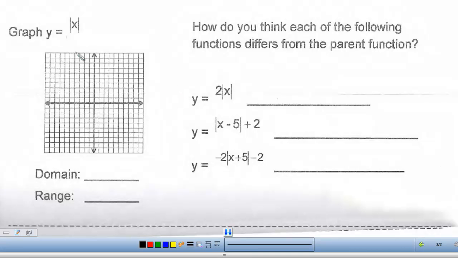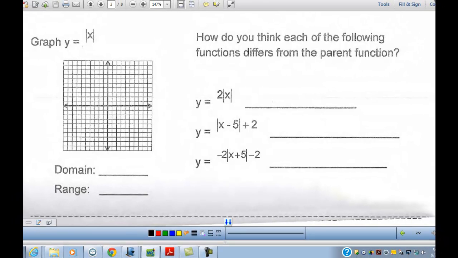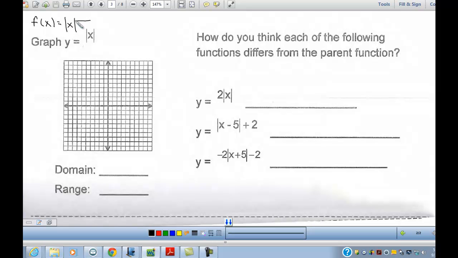The absolute value parent function is written y equals the absolute value of x. It also can be written as f of x equals the absolute value of x. These bars represent absolute value. An absolute value is the distance away from zero, and since it's the distance away from zero, it's always positive.